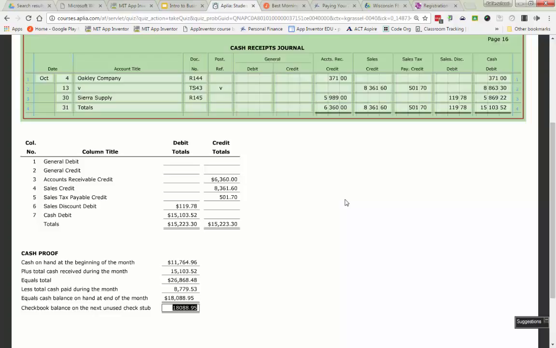Your defining moment is when these last two numbers equal. They will always give you the checkbook balance number. You don't have to come up with it. You don't type that number down twice. It'll be given to you in the directions.